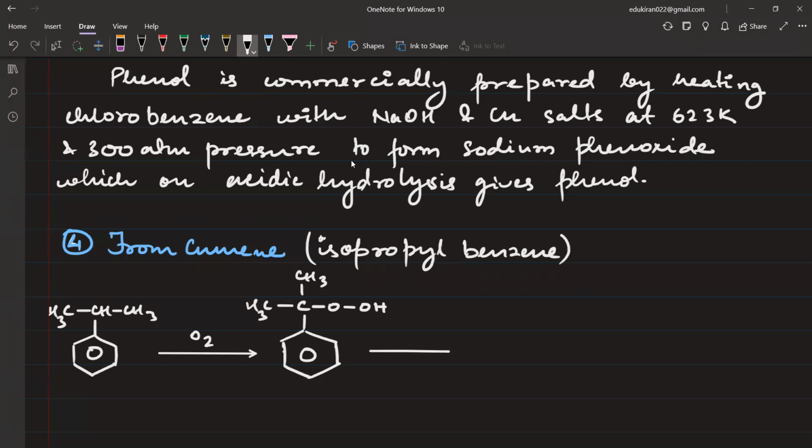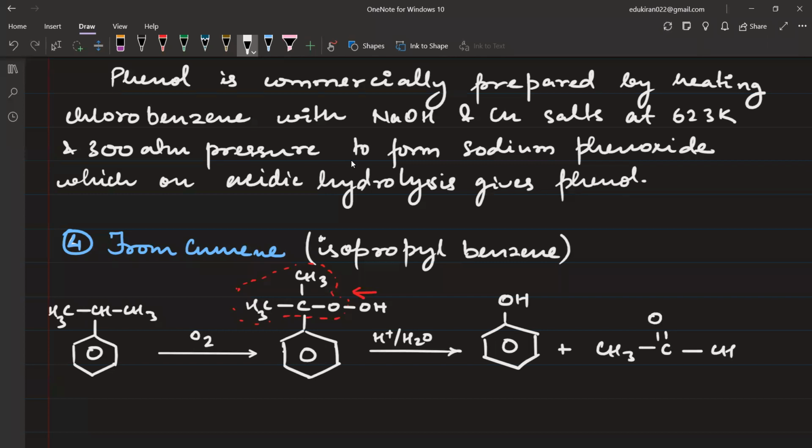Now on further hydrolysis in the presence of acid, what is going to happen? See, this forms one compound. This whole thing cleaves out, and this OH shifts in the leftward direction on the benzene ring. So you'll have phenol, obviously, plus CH3 C double bond O and CH3. So you get very important compounds from here, phenol and acetone.